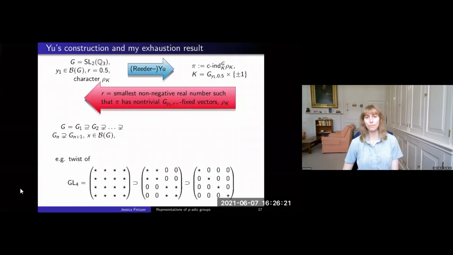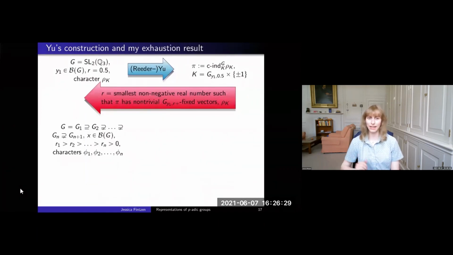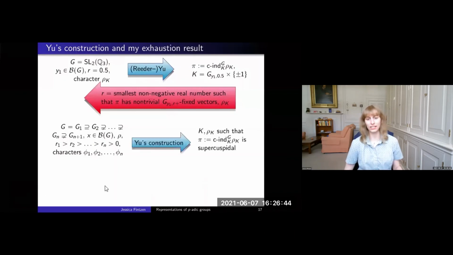And then we take a point in the building. But now it's getting more difficult. We take not just one real number, but we take a whole sequence of real numbers. And we take a whole sequence of characters. So as Max said, in general, it won't be just one character. No, actually, the input for Yu's construction is a whole sequence of characters. And on top of this, also a depth 0 piece. And then what we do is, out of this, Yu's construction constructs a compact open subgroup J_K and the representation rho_K.